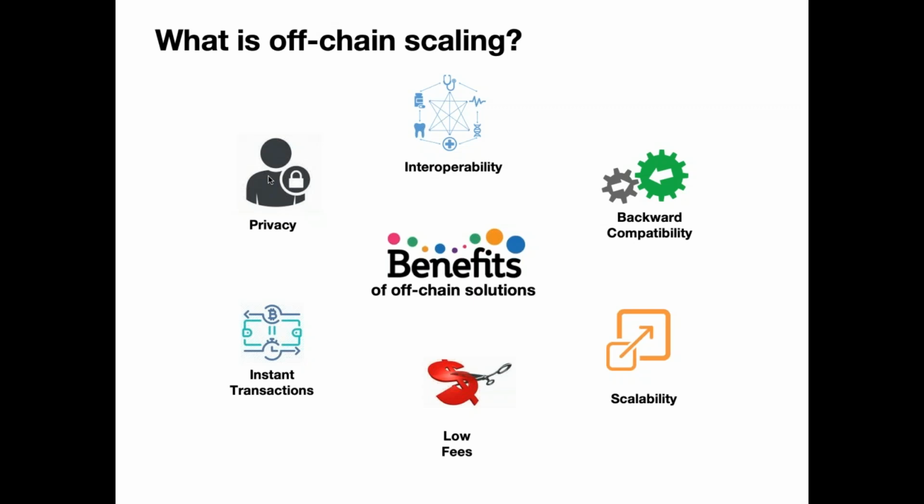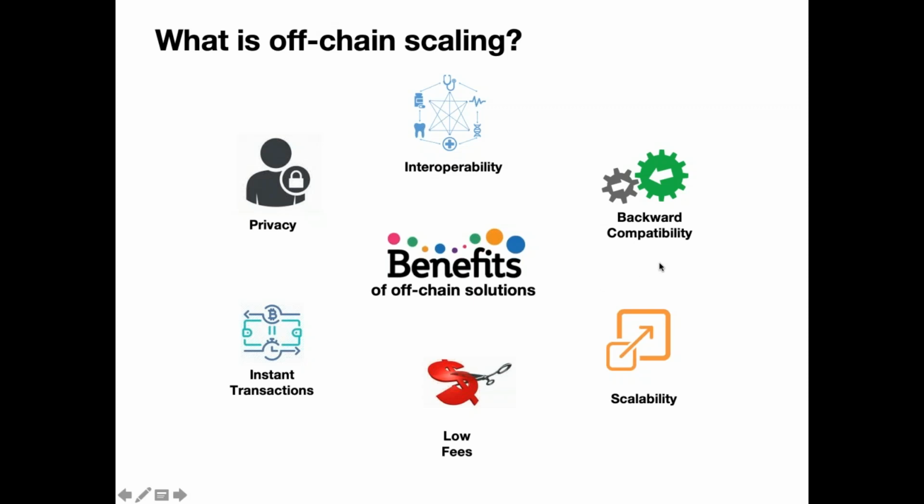And then interoperability. Current cryptocurrencies don't talk to each other. You can't make cross-chain transactions to each other, but using off-chain techniques, you can do that. You can create some protocol to make some cross-chain transactions.